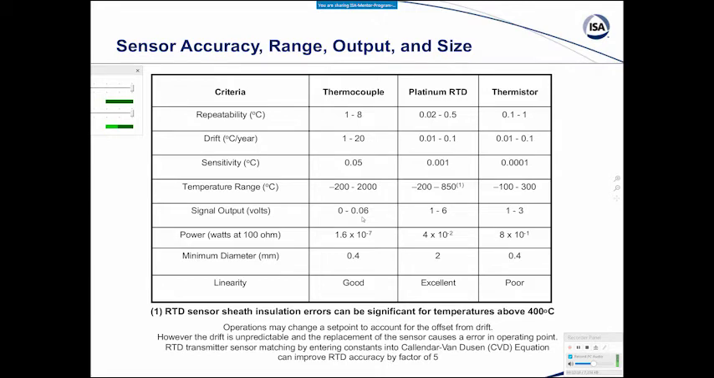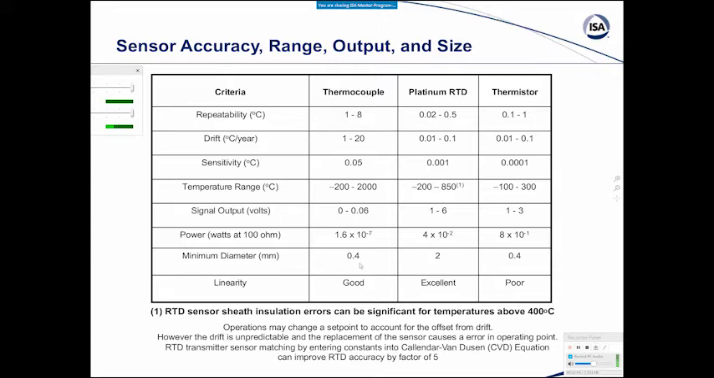Signal output is a problem with thermocouples. It's low, and so it's more vulnerable to signal noise. Here we see that it's orders of magnitude larger for RTDs, and it's pretty large for thermistors. And I think there's probably a 0.01 or 0.02 missing here in this column. The power is low for thermocouples, and here we see, boy, it's four orders of magnitude or more larger. And it's even larger here for thermistors.